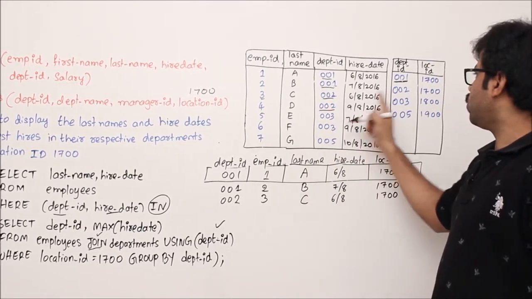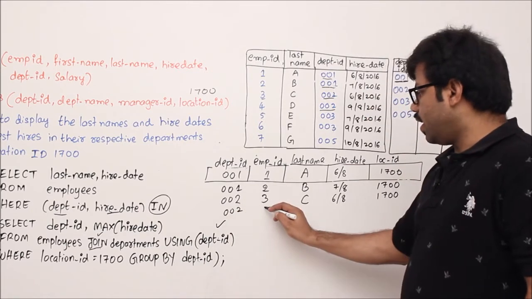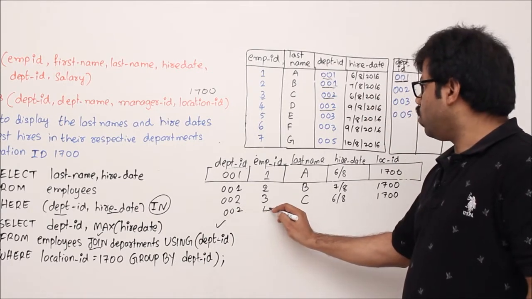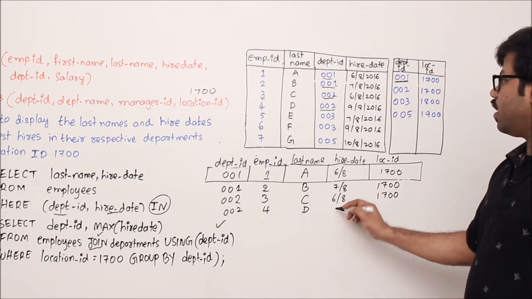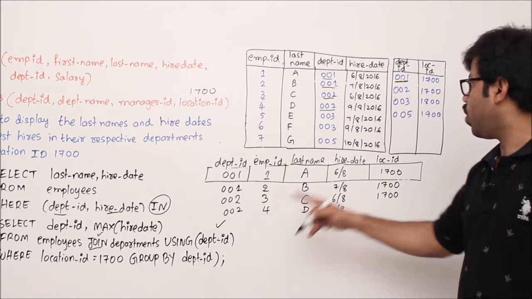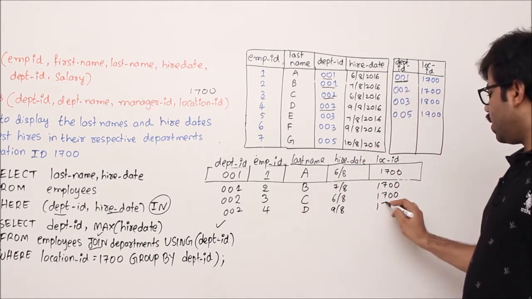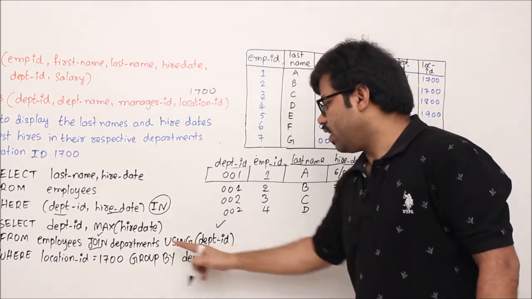This 002 also matches with 002. Then you get 002, and the employee ID is 4, and the name is D. The hire date of D is 9, 8, and the location ID of department 002 is 1700. In that way, this joining will be done.